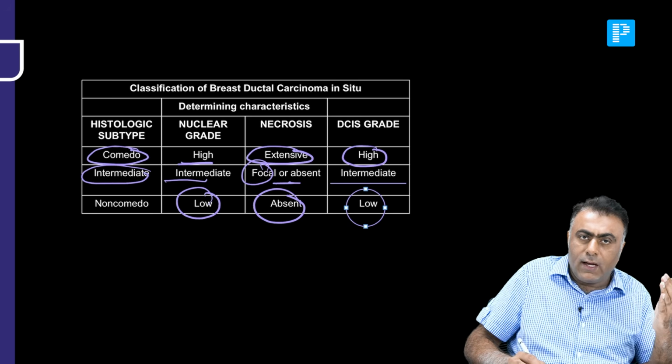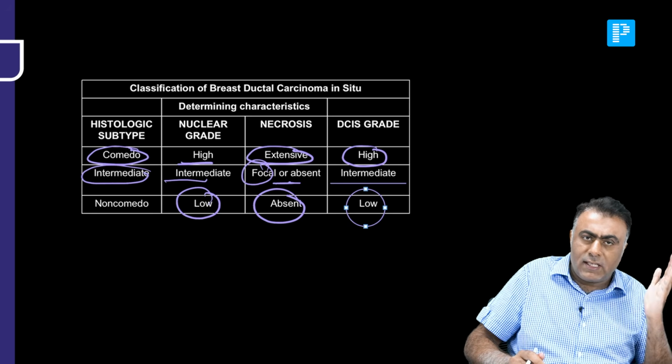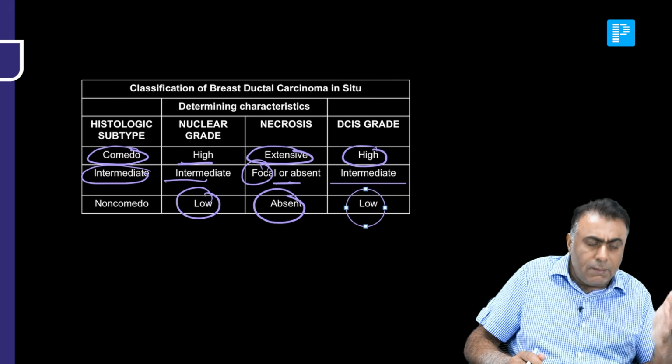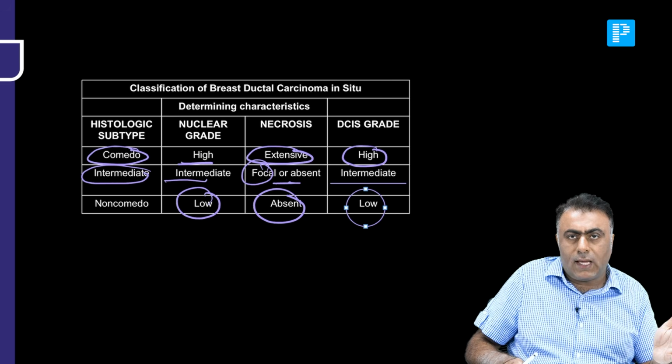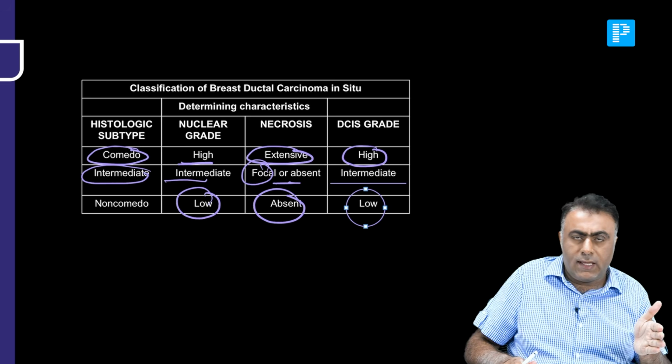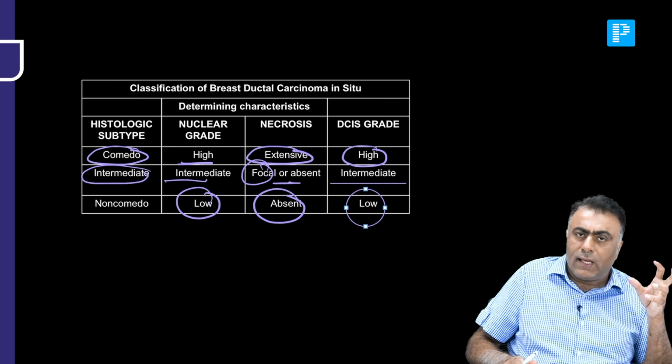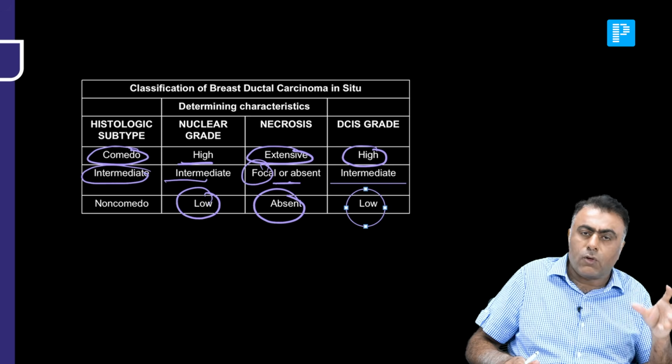So, we can have a high grade, the comedo type, which has extensive necrosis and high nuclear grade. You have an intermediate type, which has an intermediate nuclear grade with focal or absent necrosis, that is called the intermediate grade DCIS, and we can have a low grade DCIS, the non-comedo types, where the necrosis is absent and the nuclear grade is low.